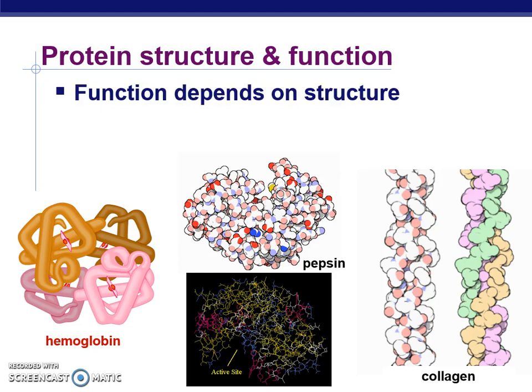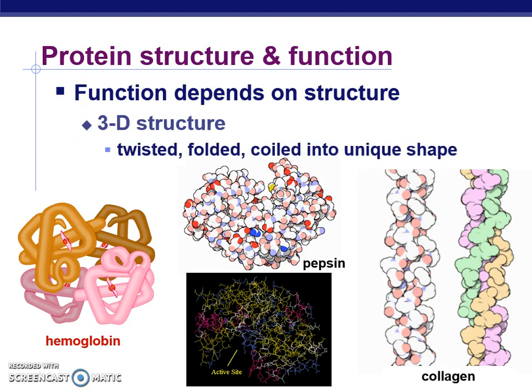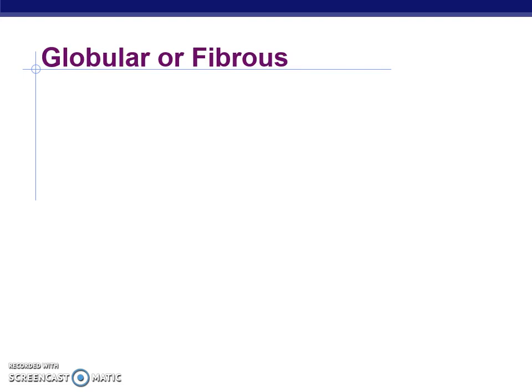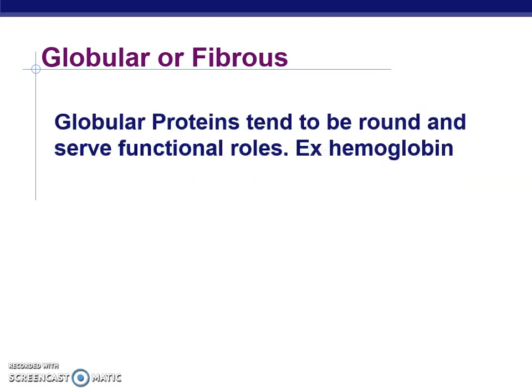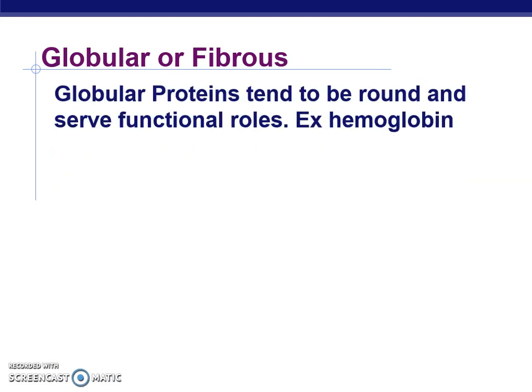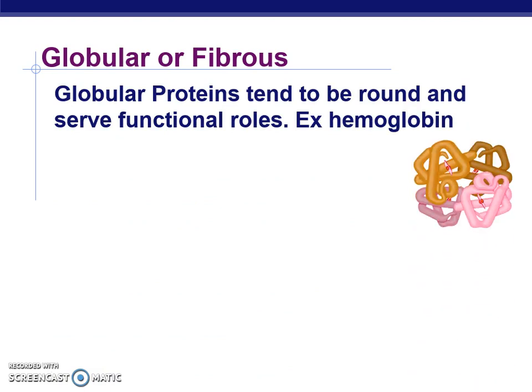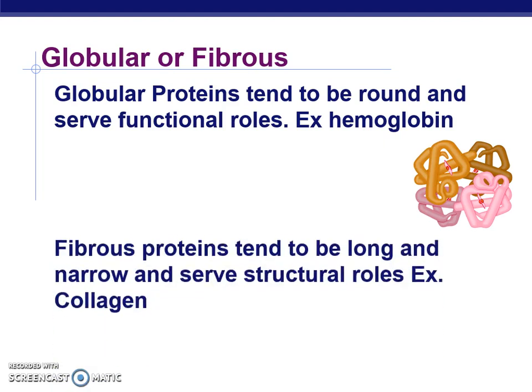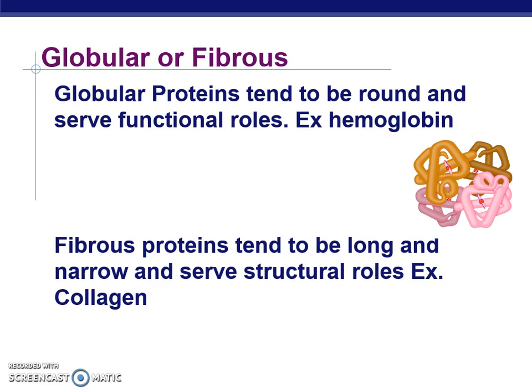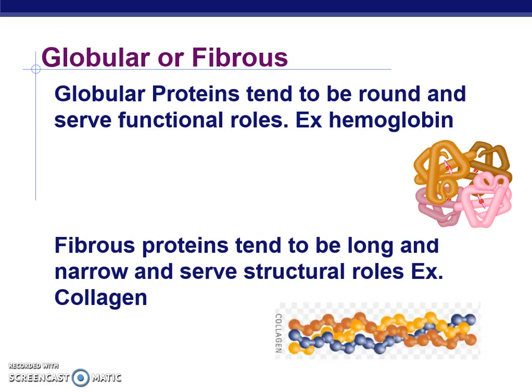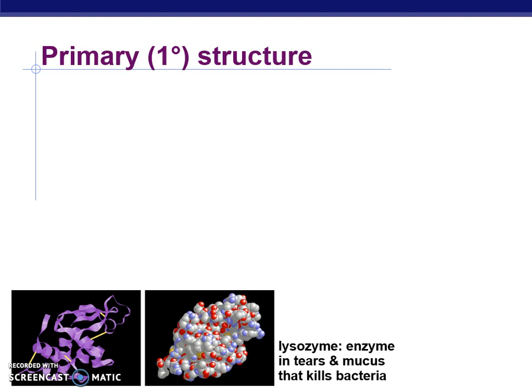So again, big idea, the function is dependent on the structure. So all of these different proteins have very different structures and very different functions. So let's look at how that structure forms, or kind of the layers of that structure. The structures, we kind of divide them into two big categories. You have globular proteins, which are kind of globs, right? That's why they're called globular, or at least that's how I remember it. And they tend to be round-ish and serve more functional roles. And then you have fibrous proteins that tend to be long and narrow, and they tend to serve more structural roles like collagen.